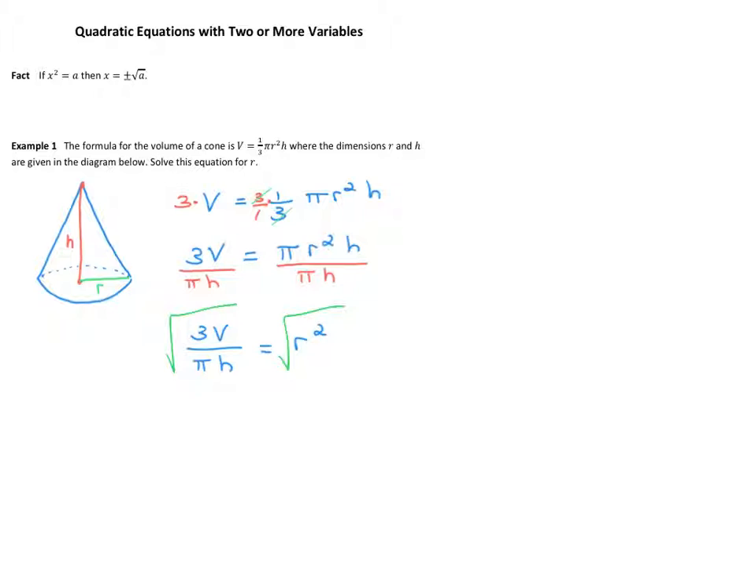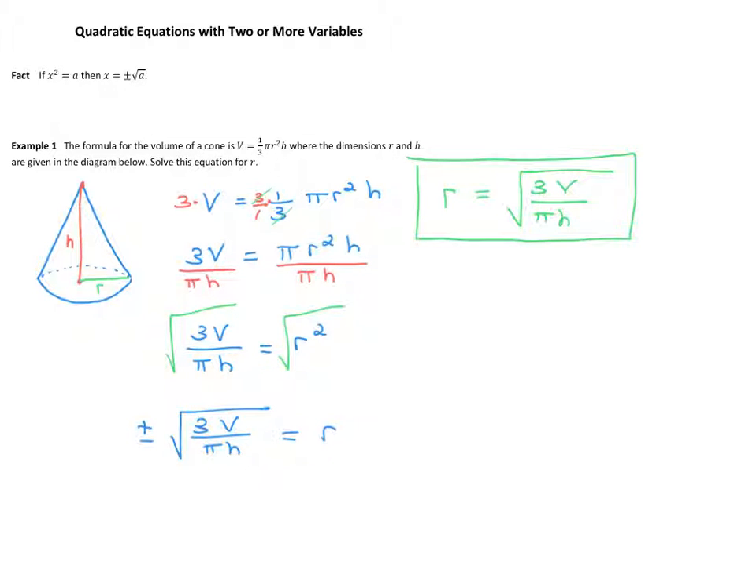So I'm doing this. I get the square root of 3v over pi h is equal to r, as long as I put that there are two solutions. Now for this particular problem, technically r represents a distance. So all this work is valid, but there's no way that I'll have this negative answer, since r should always be either 0 or some positive number. So technically, for the context of this problem, r is equal to the positive square root of 3v over pi h. So this would be the answer to this question.